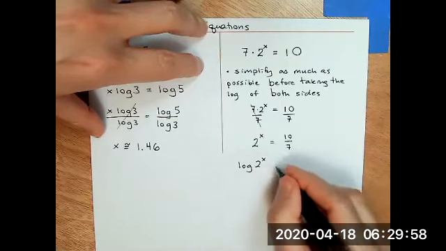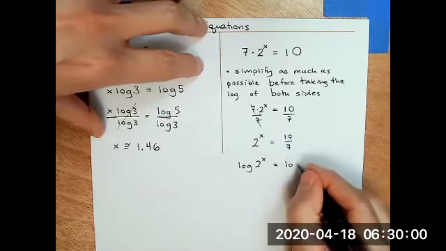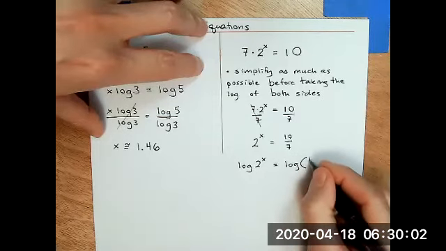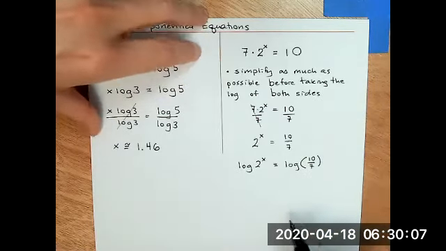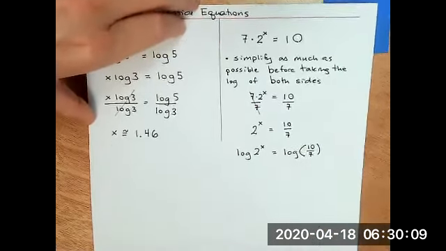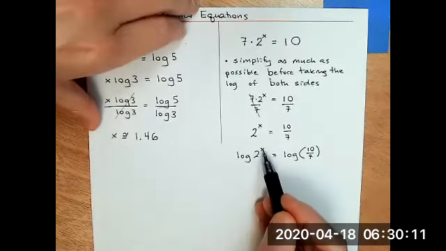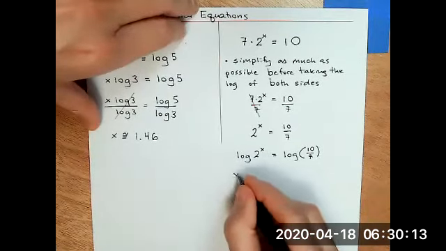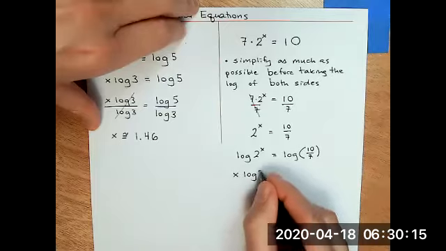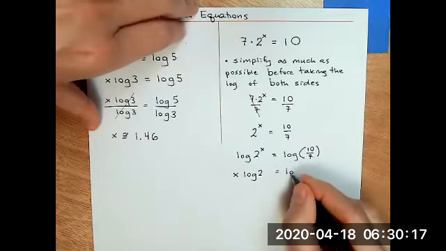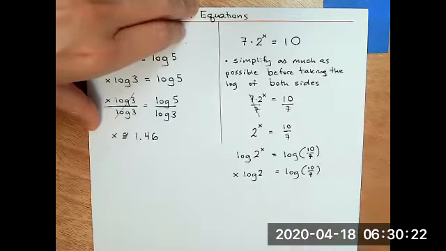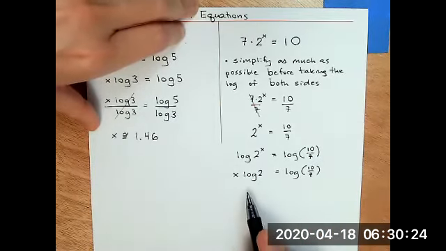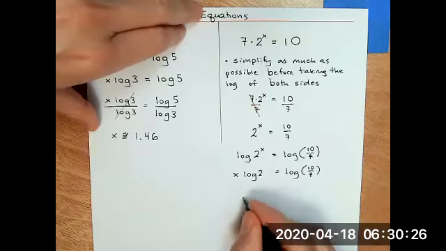You can use the common log or the natural log. And using the rule of logs, the x comes out front. And we can divide both sides by the log of 2.